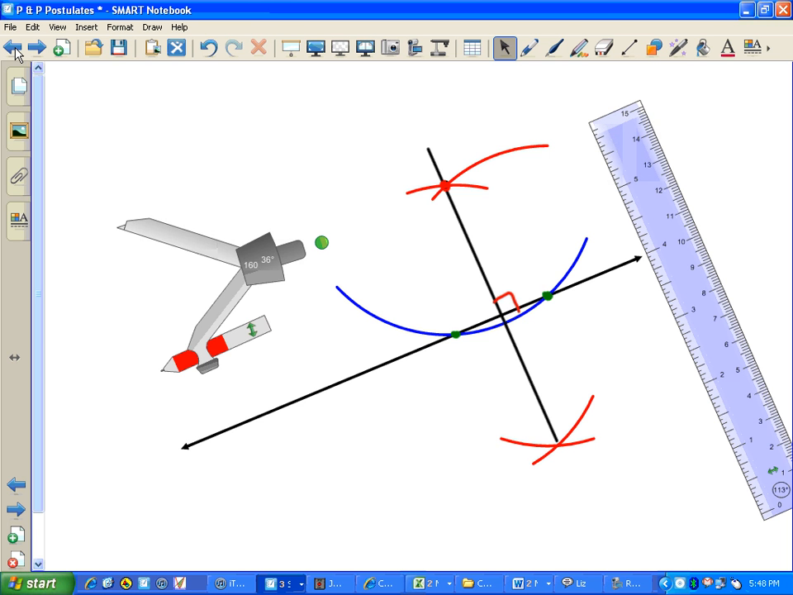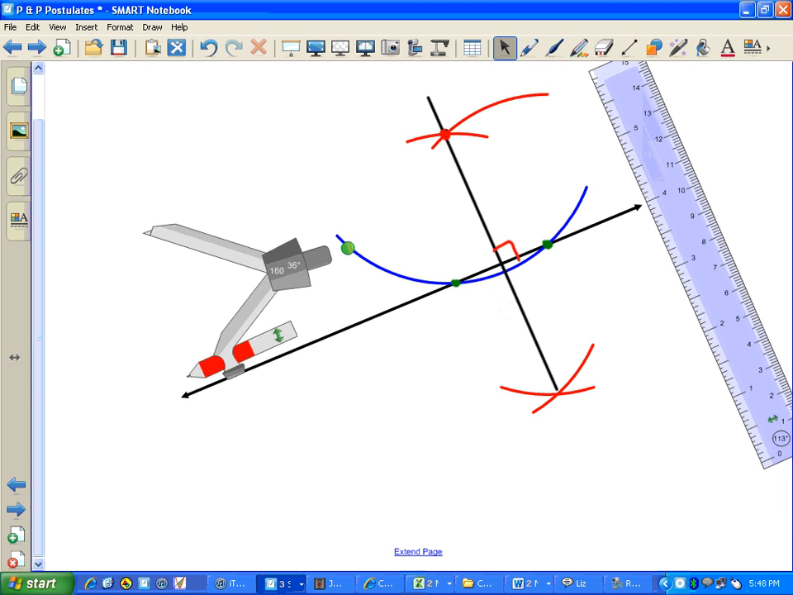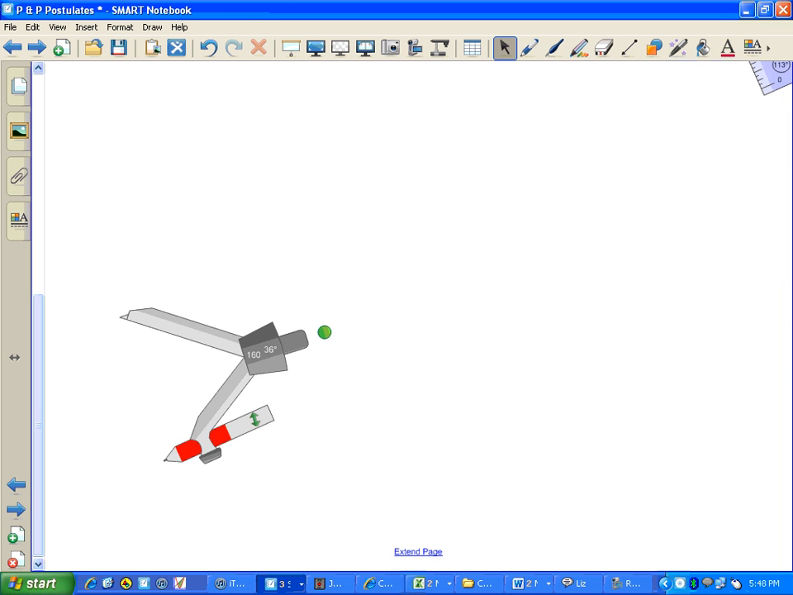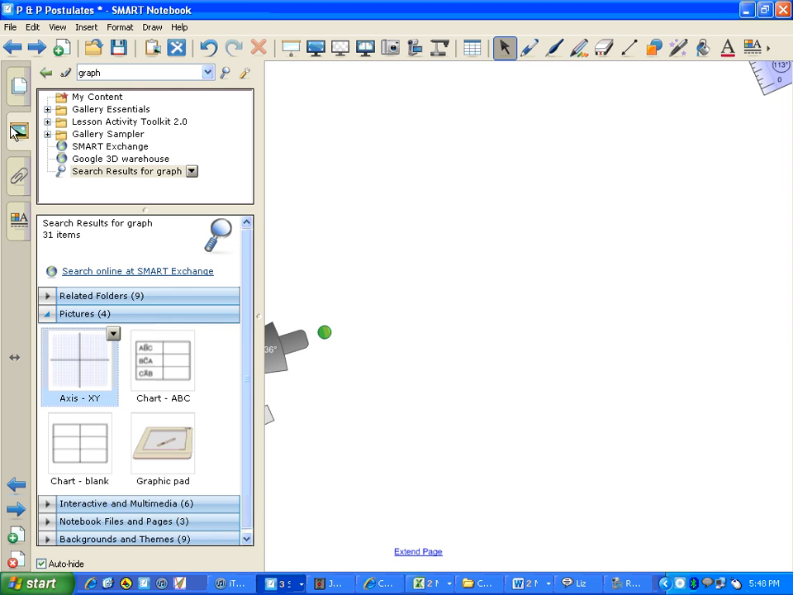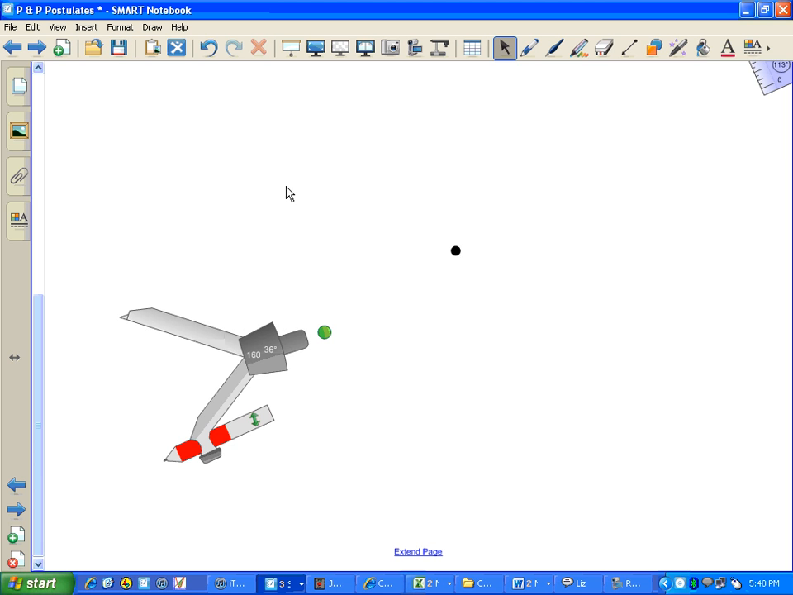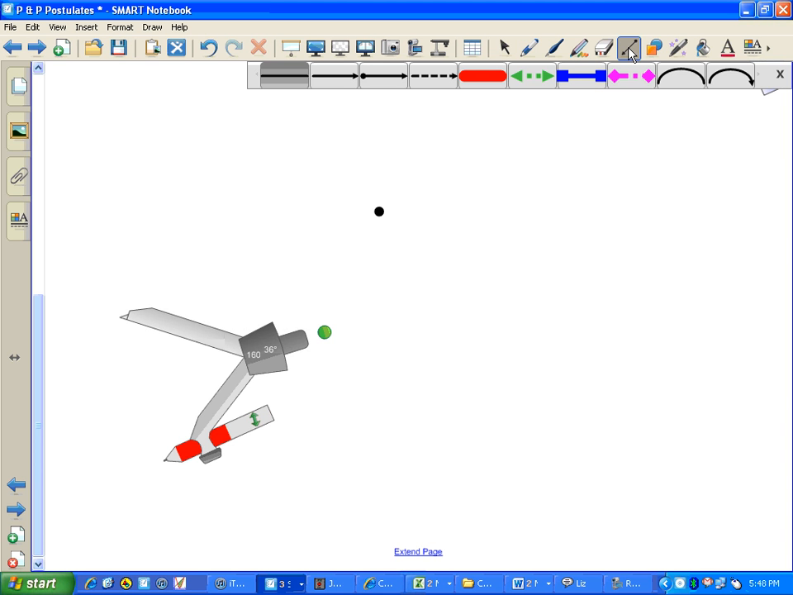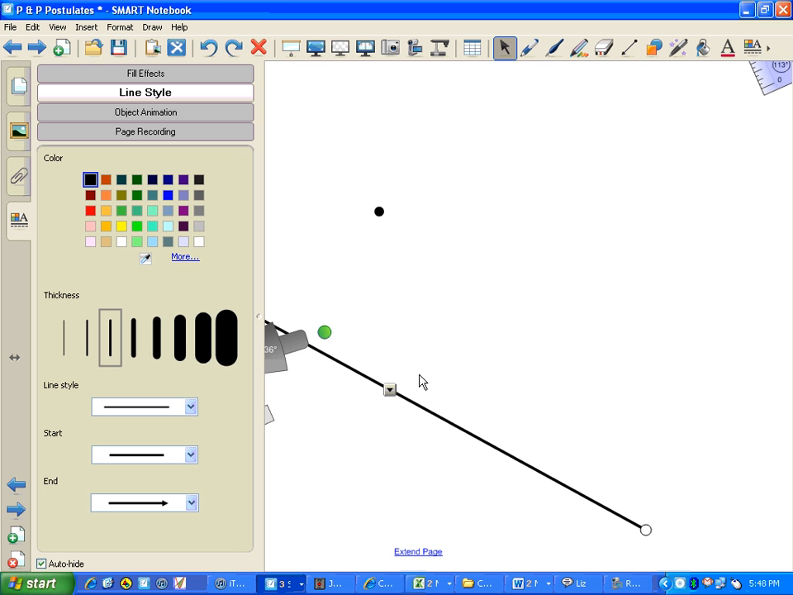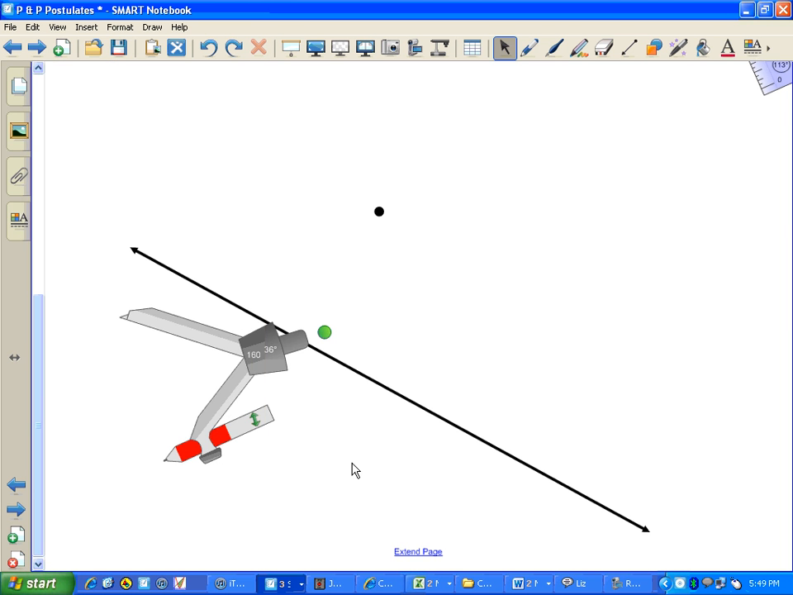All right, let's look at making a parallel now. I'll move down here. So I need to be given another point. Okay, there's my point. I need another line to be parallel to. Let's do this one. Let's make it an actual line here. Okay, so now it's a line.